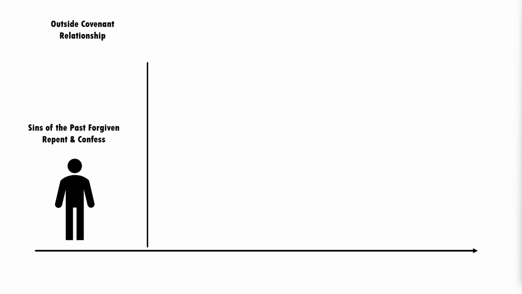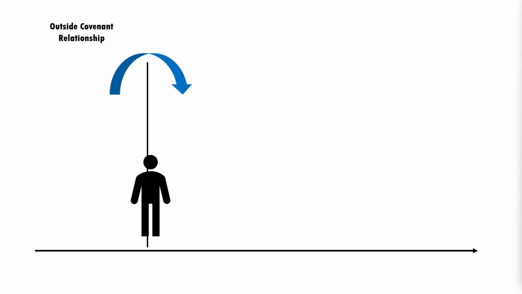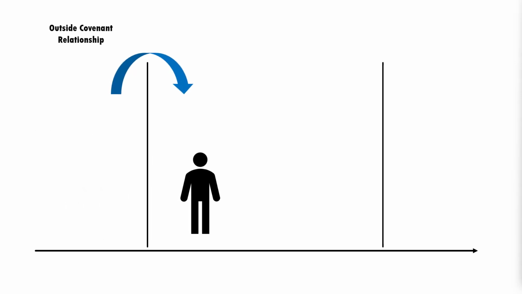Well, I repent. Okay, God, I'm going to stop doing whatever I'm doing, and I'm going to confess my sins. Maybe it's confess and repent. Either way, repent and confess. And when you do, you go over to the next step. That's that step of salvation. And now you're redeemed, or you're saved into the covenant relationship.